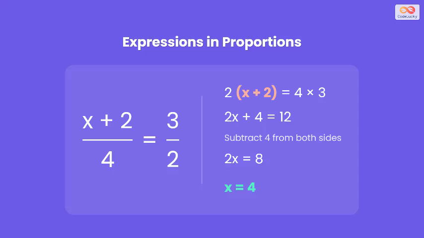Sometimes you might see an expression like x plus 2. You treat the whole group as one item. Here, 2 multiplies the entire group x plus 2. We distribute the 2 to get 2x plus 4 equals 12, and then solve normally to find that x equals 4.